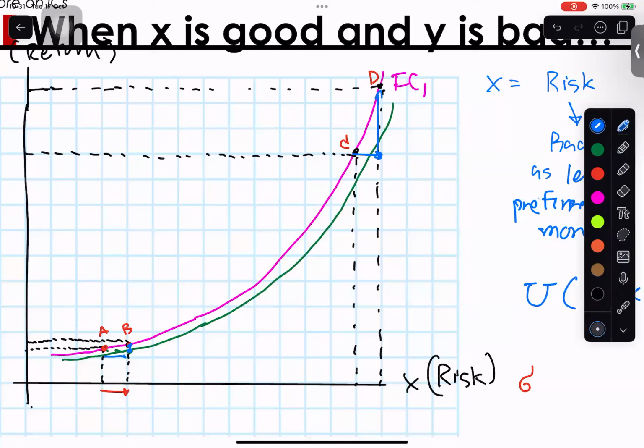Yeah. When risk is relatively low, it's okay to compensate with a little bit of return. But at a high level of risk, the investor needs a lot more compensation for the same level of increase in riskiness, one unit. Yeah, this indifferent curve makes sense.